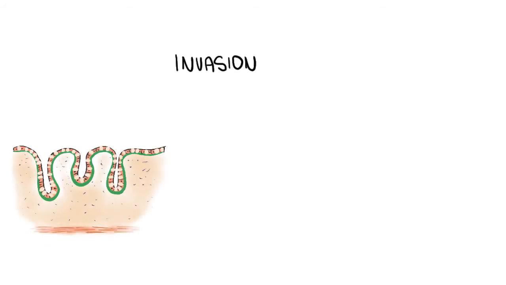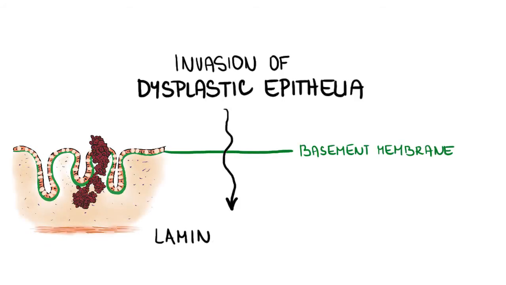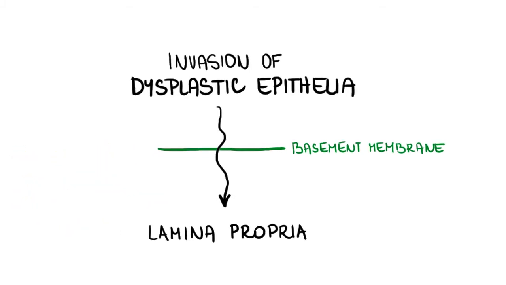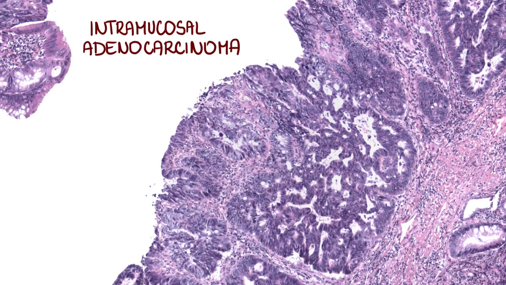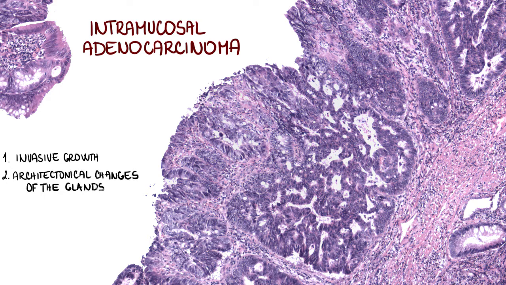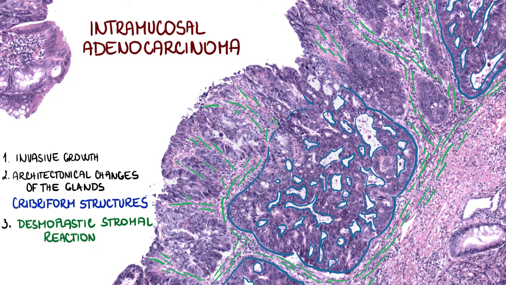In case of invasion of dysplastic epithelia through the basement membrane into the lamina propria, we use the term intramucosal adenocarcinoma. Such malignant transformation of the adenoma is characterized not only by invasive growth, but also by architectural changes of the glands with formation of cribriform structures and desmoplastic stromal reaction.